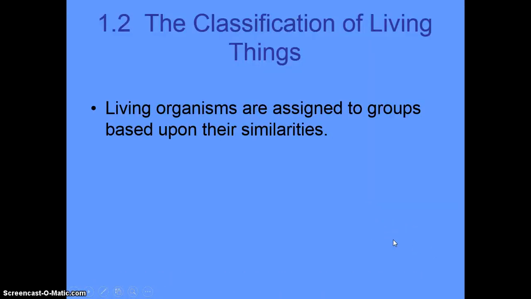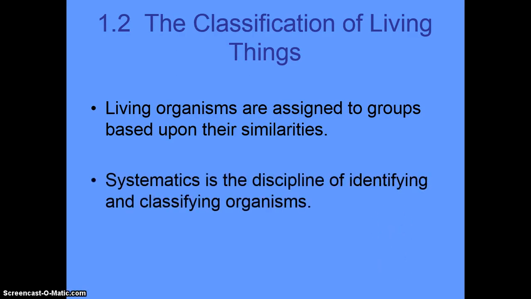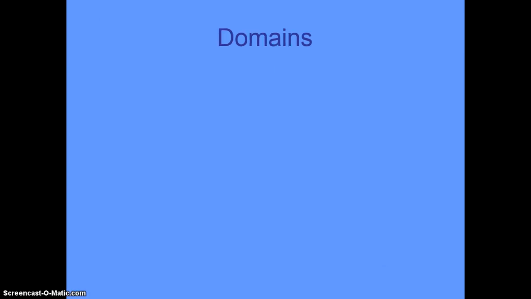All living things get classified. So living organisms are assigned to groups based on their similarities. Systematics is the discipline of identifying and classifying organisms. And there's so many different organisms, it takes quite a while to classify them. So we've broken them down into groups.